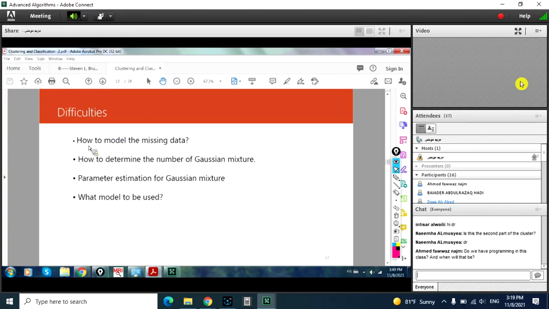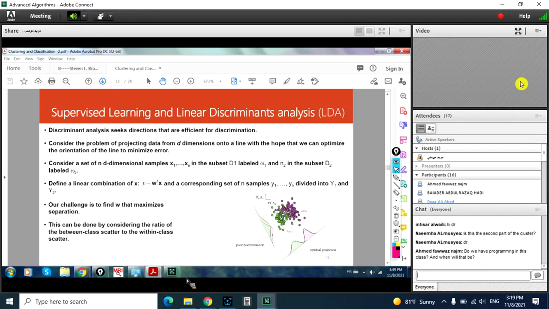And as we see, we don't know how to model the missing data, or how to determine the number of Gaussian mixtures. For example, it is like k-means: we must know the number of classes. And then the parameter estimation for the Gaussian mixture is hard. And what model to be used is another difficulty. Okay, any questions?